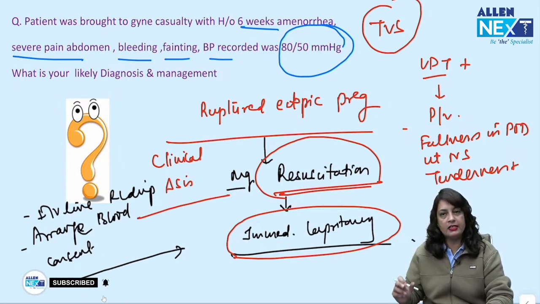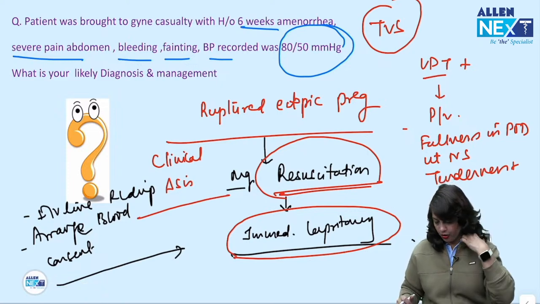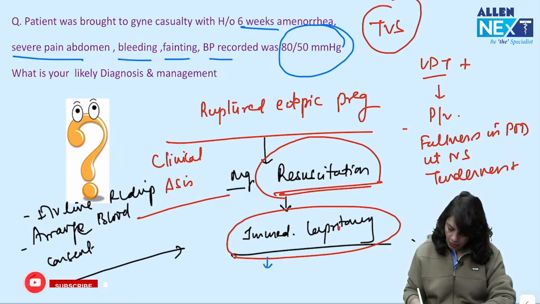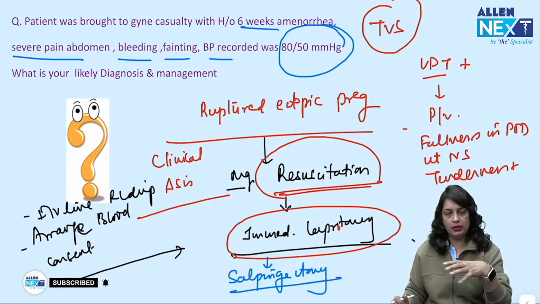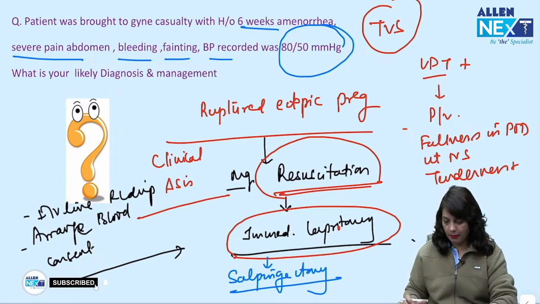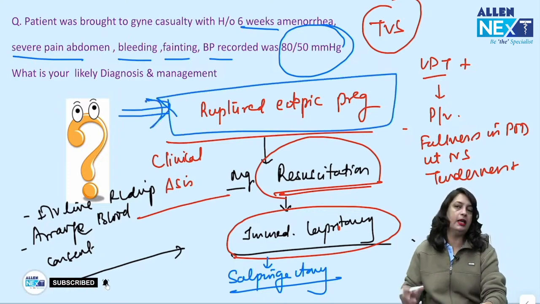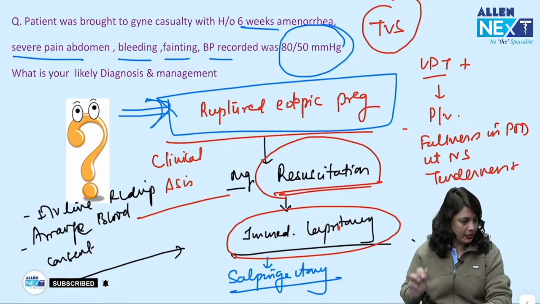So, management is resuscitation followed by immediate laparotomy by arranging the blood. After doing the immediate laparotomy, you have to do the salpingectomy. Do the suction if there is any blood loss in the peritoneal cavity, then look into the damaged fallopian tube, apply clamps and do the salpingectomy. So always remember, the management of ruptured ectopic pregnancy is resuscitation and immediate laparotomy followed by partial or complete salpingectomy.